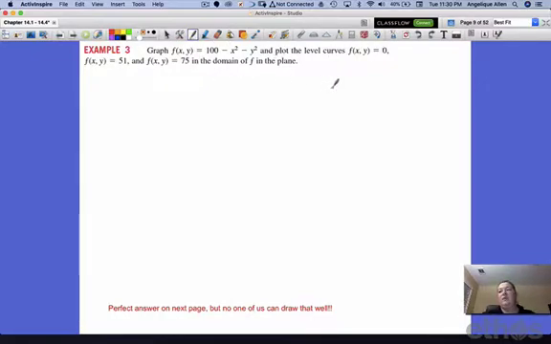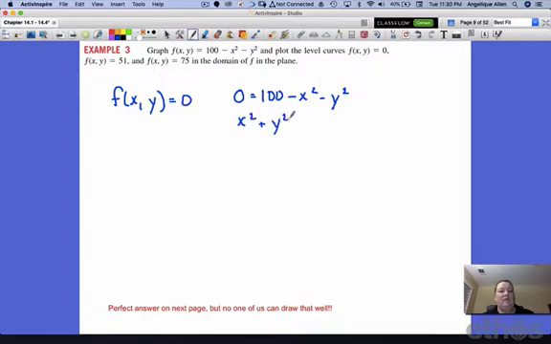Now, the fact that they skipped around a bunch means that you're not going to get a sense of the steepness of the curvature of the graph, but how can we do this? All right, so first we've got to set the function of x and y equal to 0. So that's going to be 0 equals 100 minus x squared minus y squared. So we're going to turn that into x squared plus y squared equals 100.